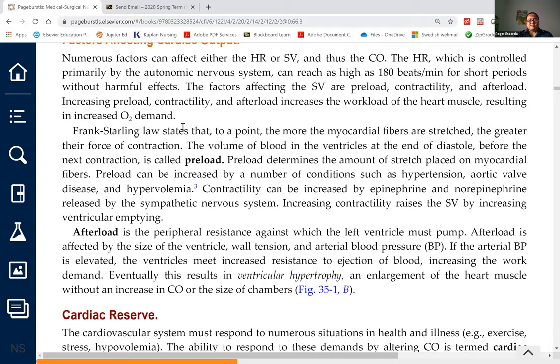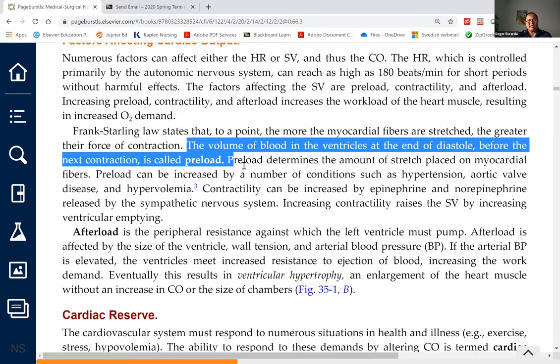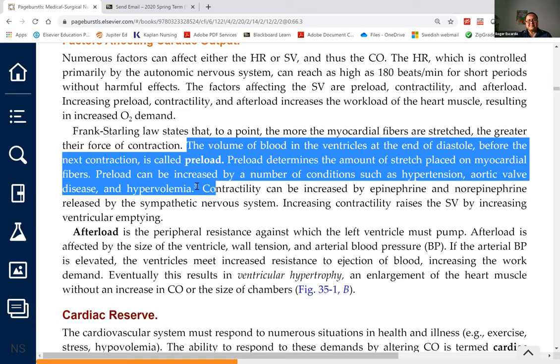Thank you for reading, Miss Pryor. Can you read this highlighted section, please? Okay. The volume of blood in the ventricles at the end of diastole before the next contraction is called preload. Preload determines the amount of stretch placed on myocardial fibers. Preload can be increased by a number of conditions such as hypertension, aortic valve disease, and hypervolemia.